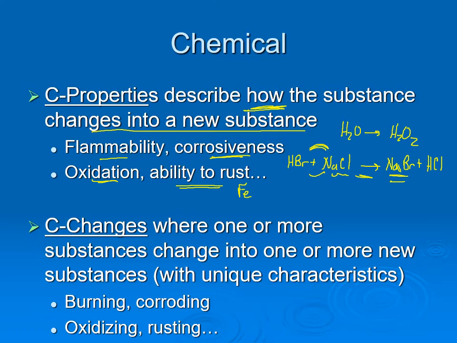Chemical changes is simply taking the property as a noun and turning it into a verb, and then that's the chemical change. So instead of saying flammability, will it burn, can it burn, is it burning? There's the chemical change. Will it corrode, can it corrode, it's corroding. There's the change. Oxidizing is a change, and rusting is a change. So again, you turn it into a verb, and now you have the actual change.